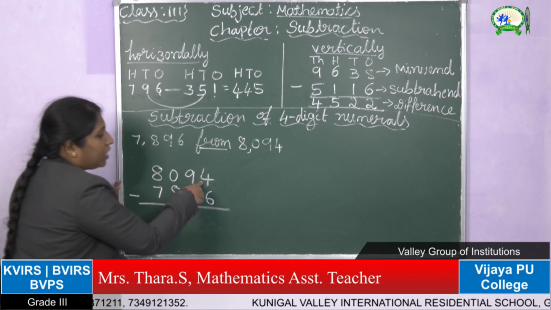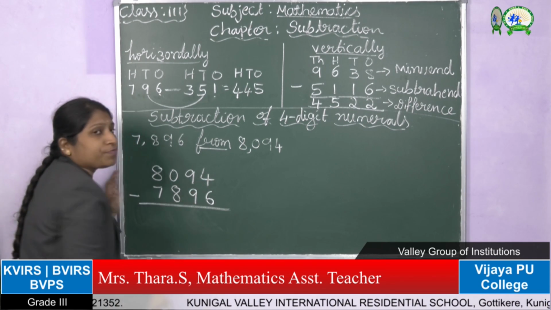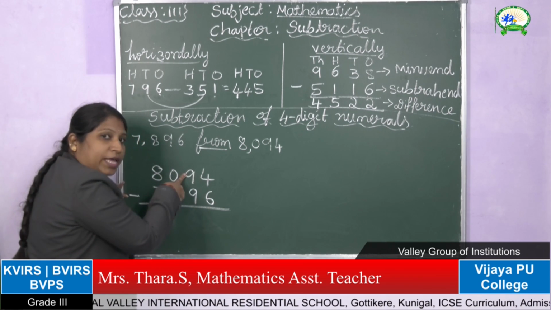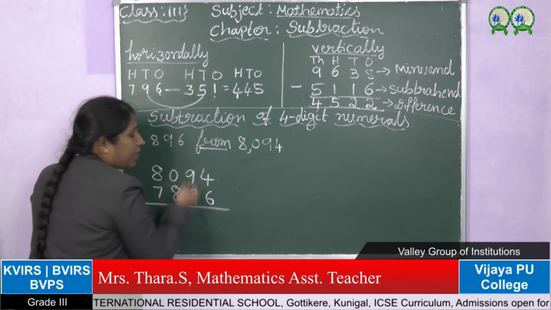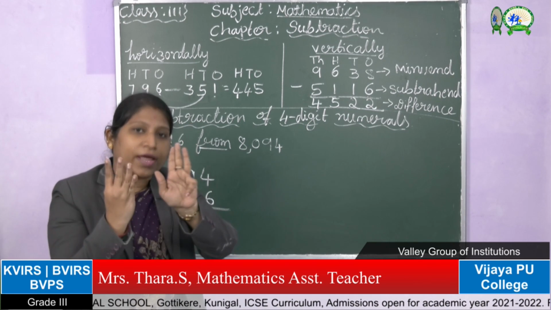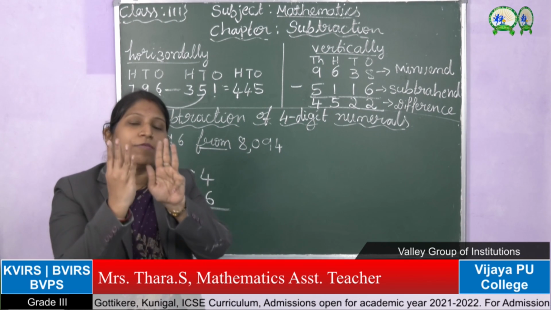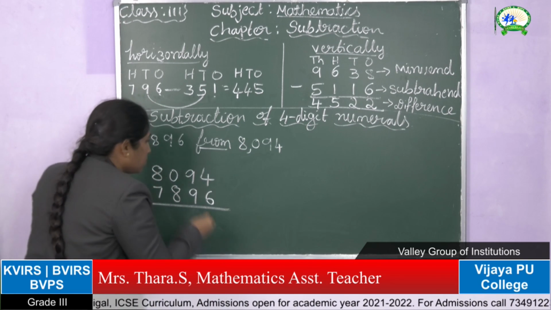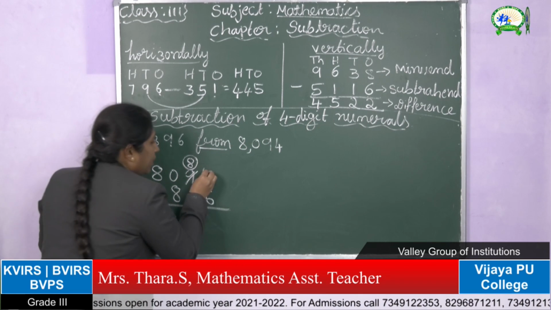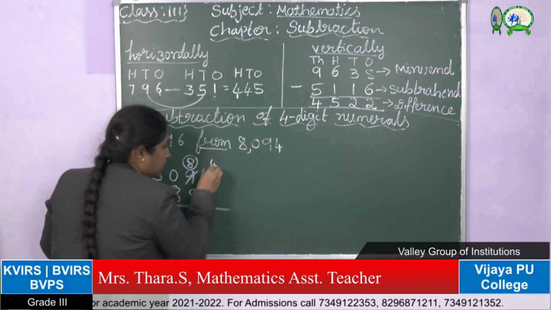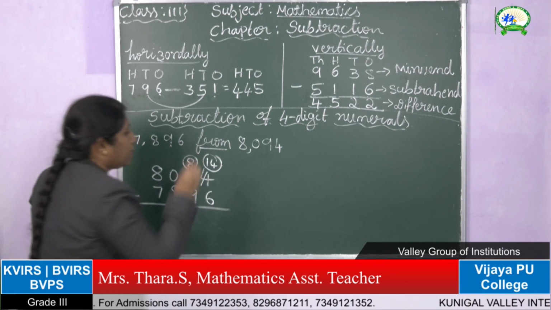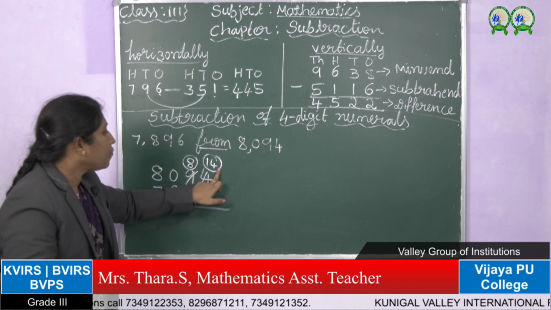So see here we have a 4. From the 4 we can't subtract 6. So take one borrow from the next digit. We have a 9 here. So from the 9 we are taking 1 as a borrow. And 9 becomes what? Yes, 9 becomes 8. And 4 becomes 14. How? You write the digit that is there, and the one borrowed you write on the left-hand side. So write this 14.